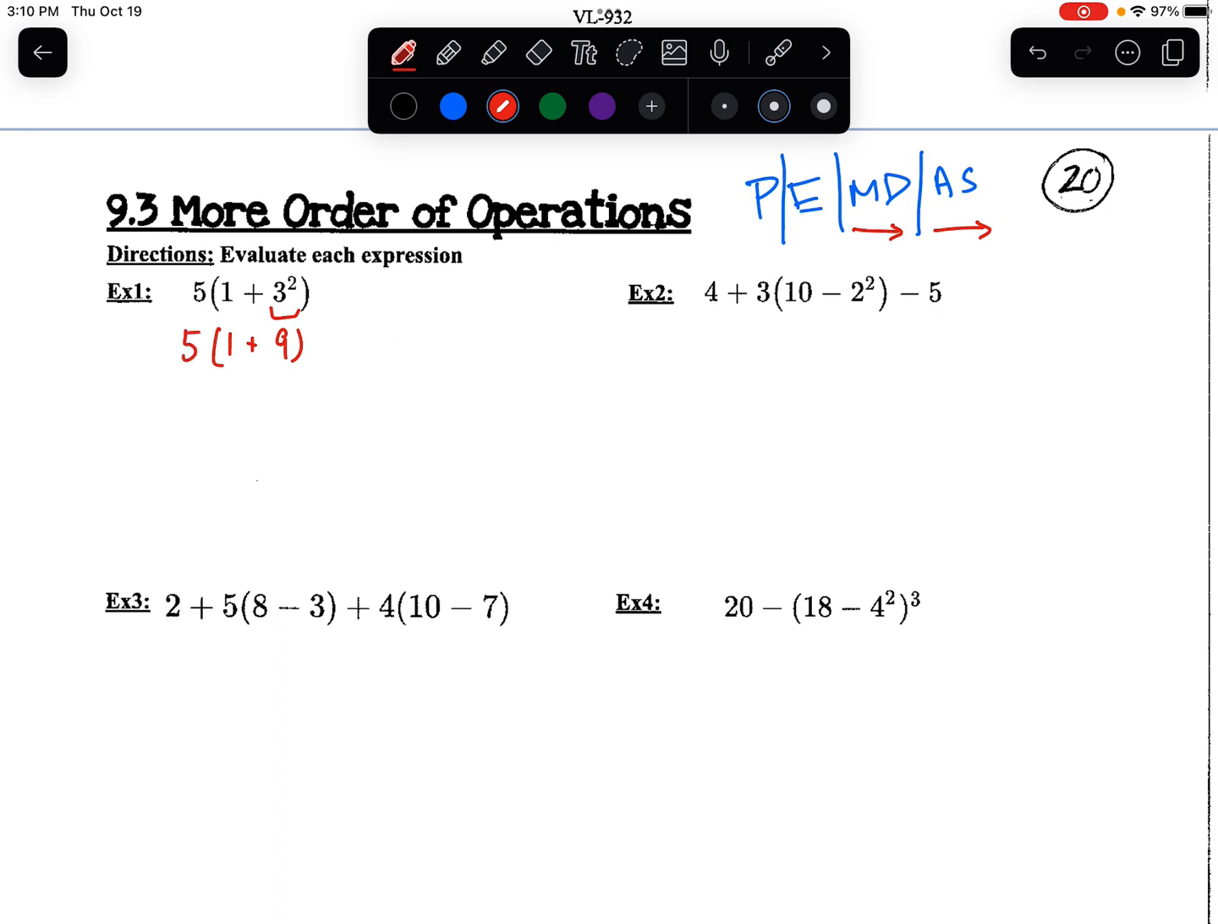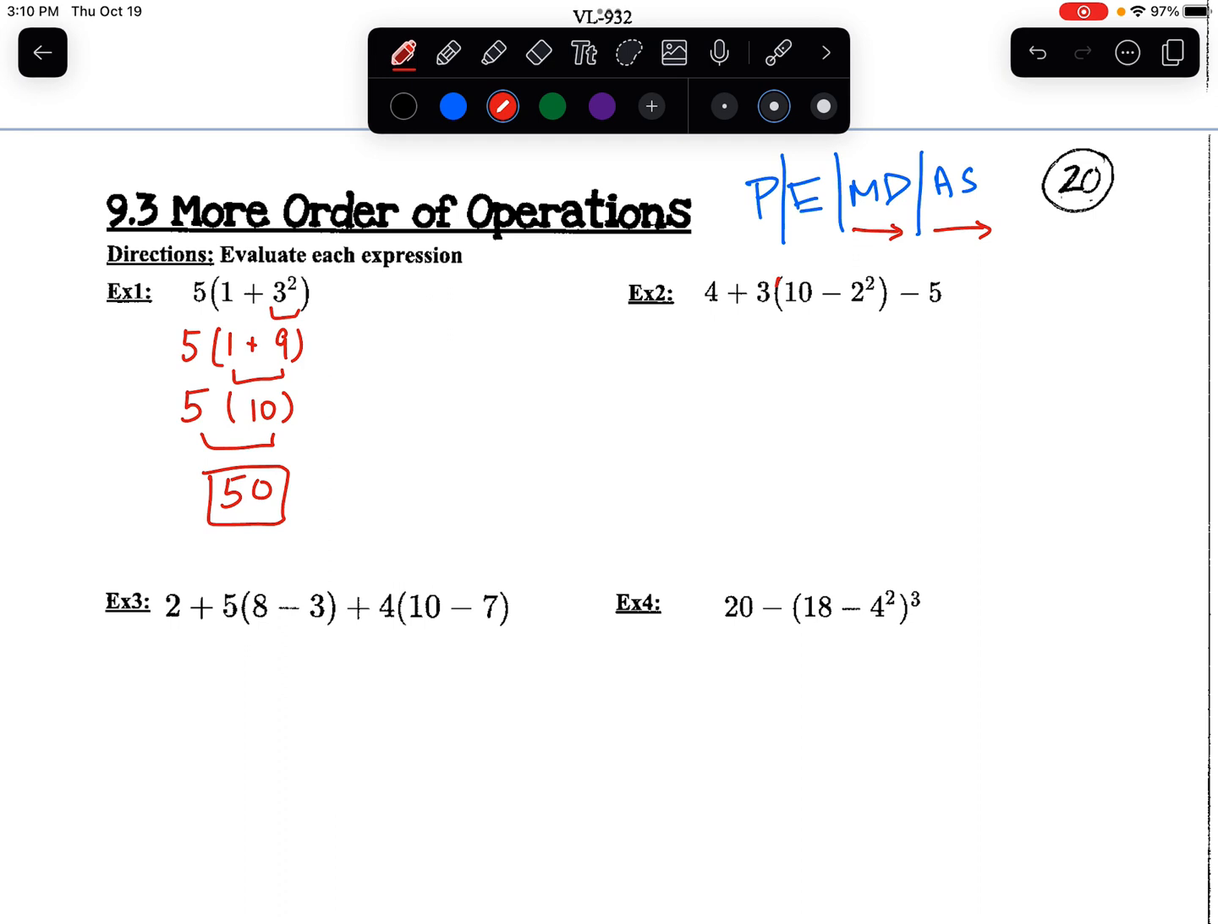Next, we still have stuff in the parentheses, so we're going to add those up. That equals 10. Bring everything else down, the parentheses and the 5. And then now we just have 5 times 10, which gets us 50. Let's take a look at example number 2. We have lots of stuff going on there.